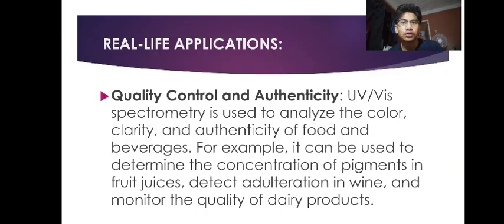In food and beverage quality control and authenticity, UV visible spectrometry is used to analyze the color, clarity, and authenticity of food and beverages. For example, it can be used to determine the concentration of pigments in fruit juices, detect adulteration in wine, and monitor the quality of dairy products.